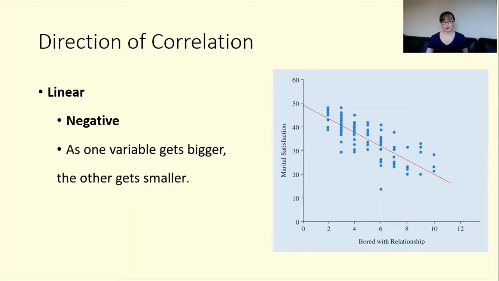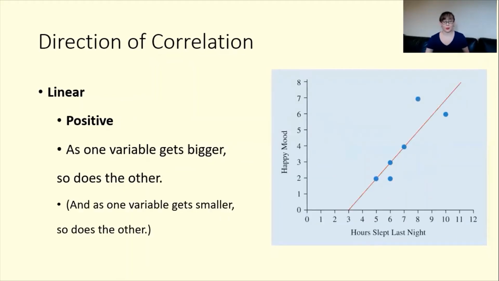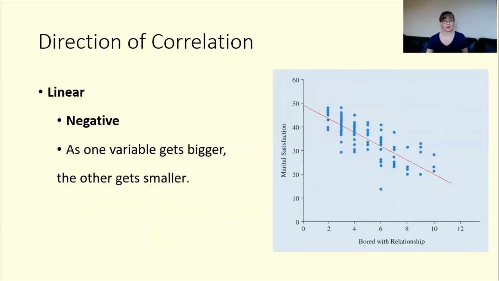For a negative correlation, it's going to be the opposite. If a positive correlation means that both variables move together, both getting bigger or both getting smaller, a negative correlation means that as one variable gets bigger, the other gets smaller. They're moving in different directions. It's an inverse relationship. In other words, high scores go with low scores and low scores go with high scores.